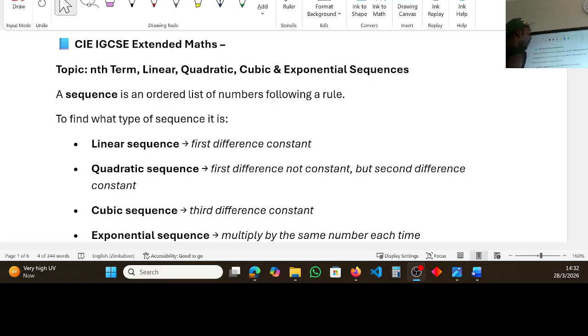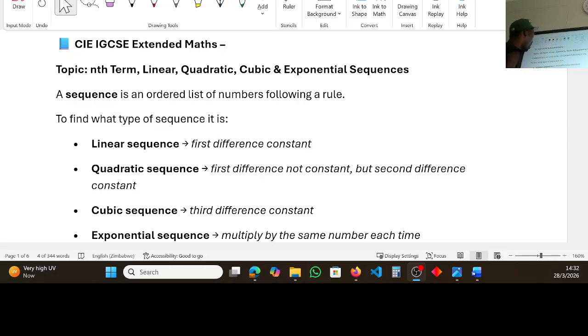be constant. Now, if it's quadratic, then we'll look at the first difference, then after that, we go to the difference of the first differences. If that is now constant, then we classify that as quadratic. With quadratic, it was the second difference that has to be constant. Now with cubic, it's the third difference that has to be constant.